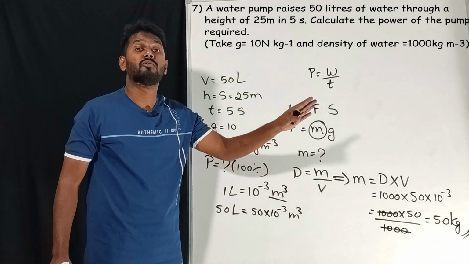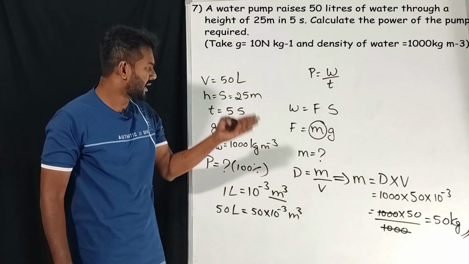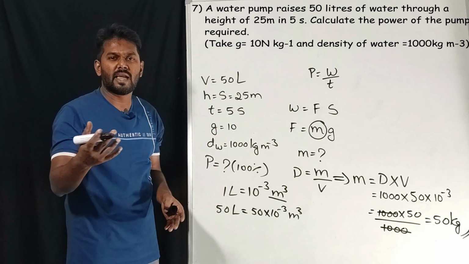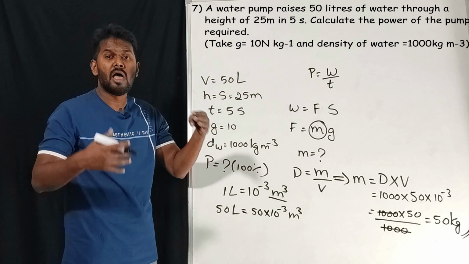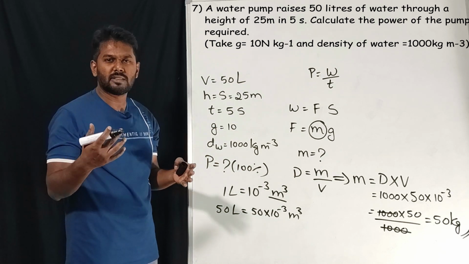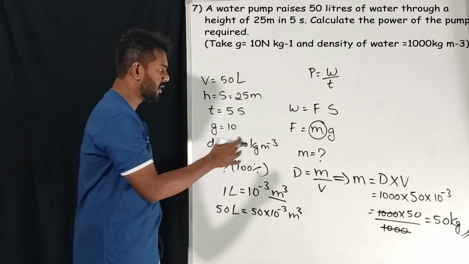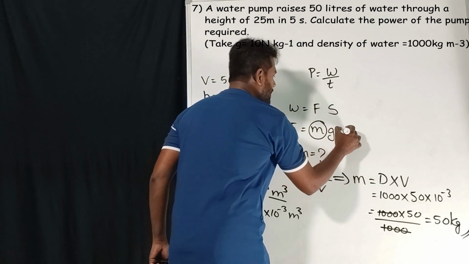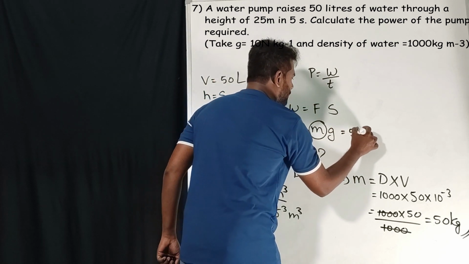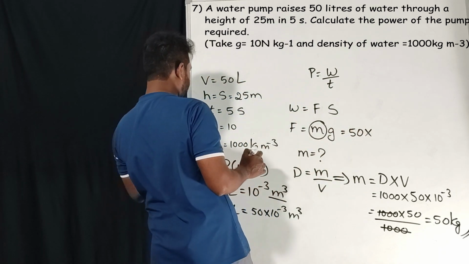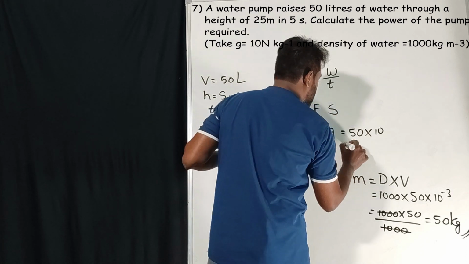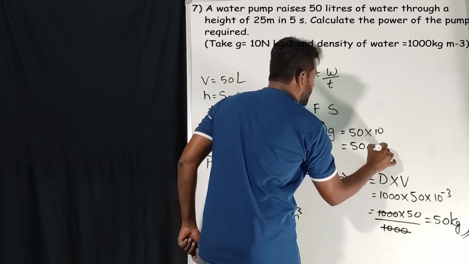This is how we are going to find the value of mass. See, this question may feel like it is very lengthy, but if you know the logic, if you know the method, then everything will be easy. Now we got the value of mass. Substitute here 50 into what is the gravity value? 10. So that is 500 Newton.